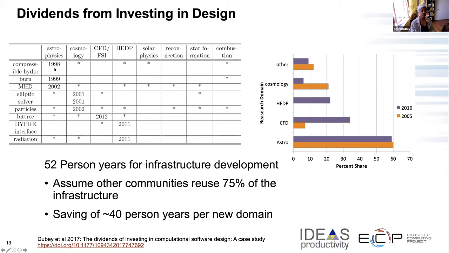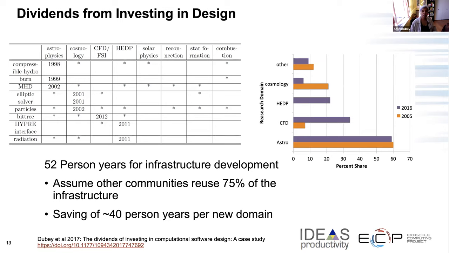So in 1998, the astrophysics community developed compressible hydrodynamics. The stars are the other science communities that use that particular capability and therefore have benefited from having that capability in the code. So the takeaway from this table is the density of the stars, which clearly shows the synergies that are exploited and the amount of effort that was saved by the other communities in terms of developing their own infrastructure and their own capabilities.